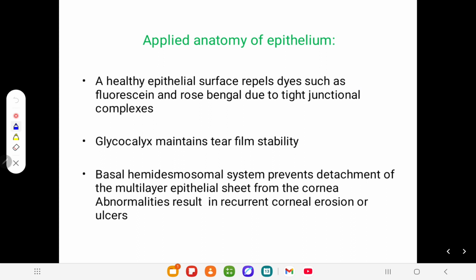So the applied anatomy of the epithelium: a healthy epithelial surface repels dyes such as fluorescein and rose bengal due to the tight junction complex, isn't it? And the glycocalyx maintains tear film stability, which is very important.